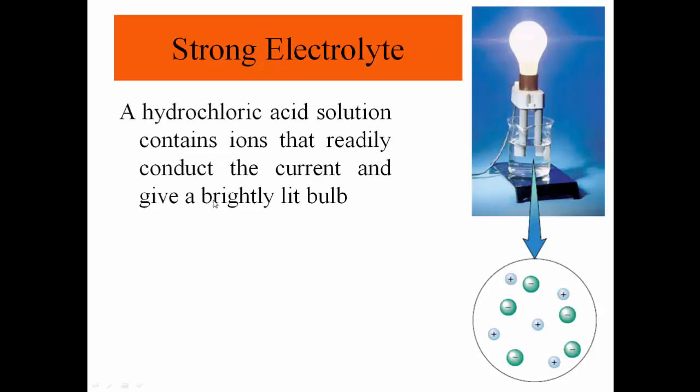Strong electrolytes, for example, a hydrochloric acid, HCl, solution contains ions that readily conduct the current and give a brightly lit bulb. So as you see here, because we have the ionic compound and we have a strong electrolyte, the lamp is on.